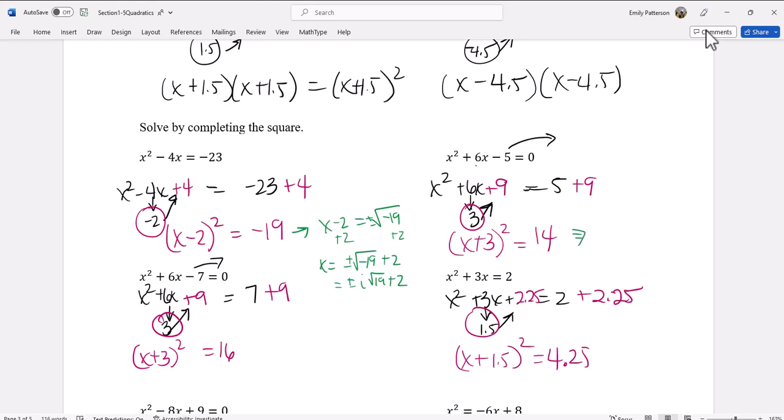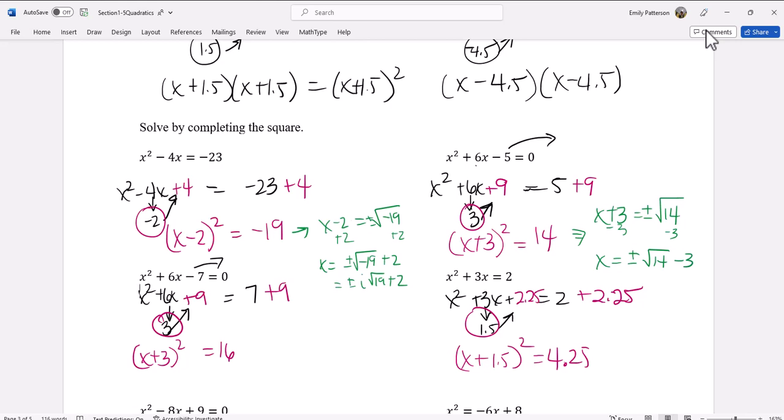Doing this one, we take the square root of both sides, so I've got x plus 3, and then I've got the square root of 14, but remember it's a positive negative square root of 14. So we subtract the 3 from both sides, so I've got x is equal to positive negative square root of 14 minus 3.